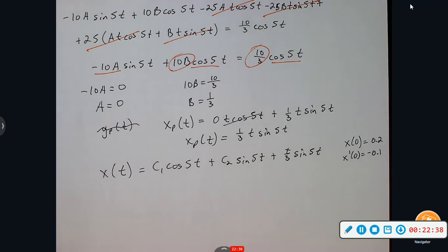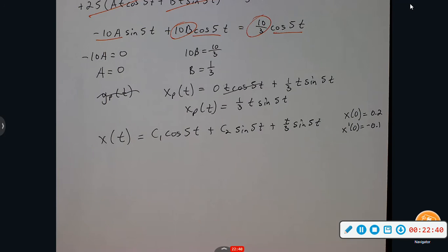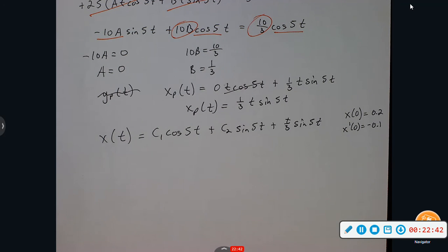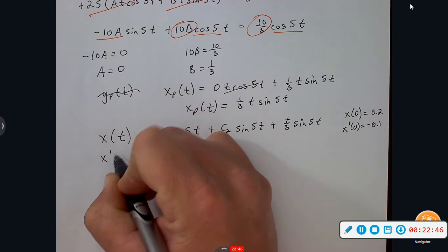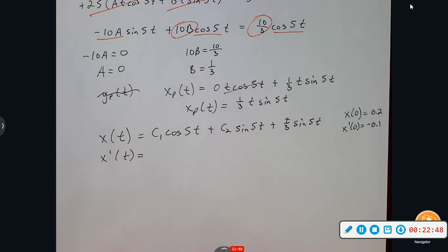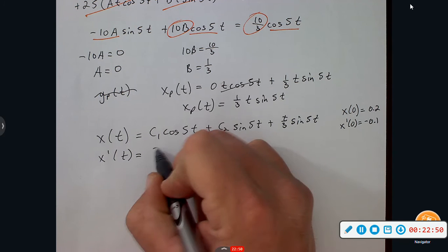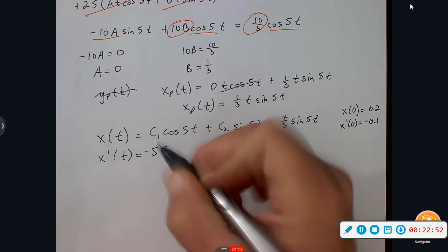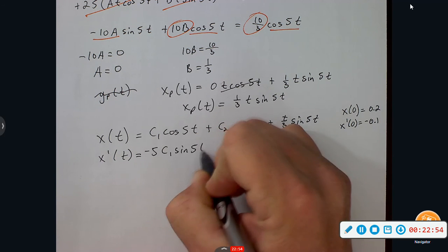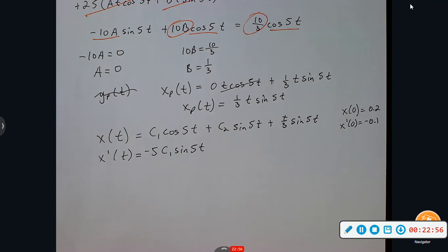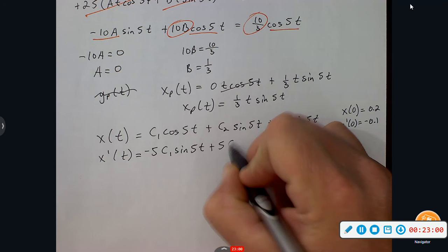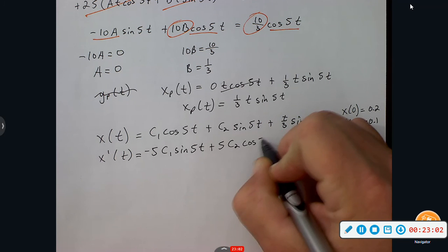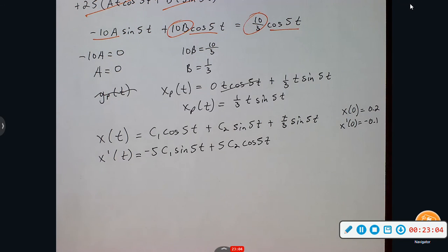Remember those? All right, let's find C1 and C2. It's actually not that bad. A lot of things cancel here. So we need our derivative. The derivative of C1 cosine 5t is negative 5C1 sine 5t. Cosine turns to negative sine. C2 sine 5t, 5C2 cosine 5t, t thirds sine 5t.